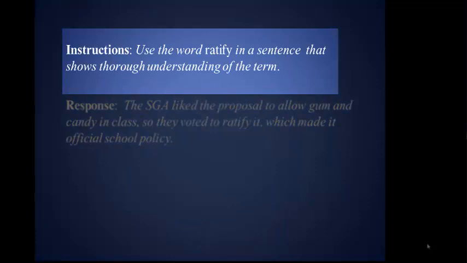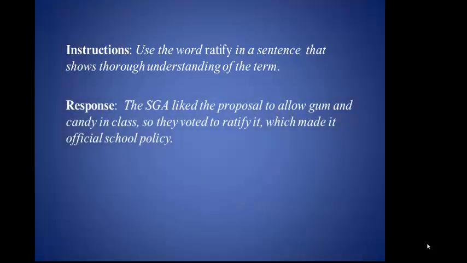What if the instruction was, use the word ratify in a sentence that shows thorough understanding of the term? Okay, so really getting it. We want to see thorough understanding. Response: The SGA liked the proposal to allow gum and candy in class, so they voted to ratify it, which made it official school policy.